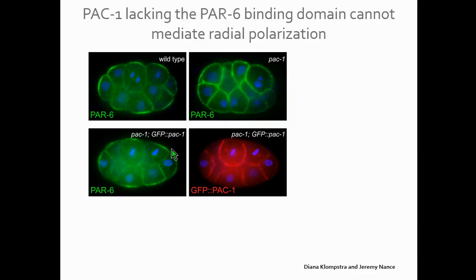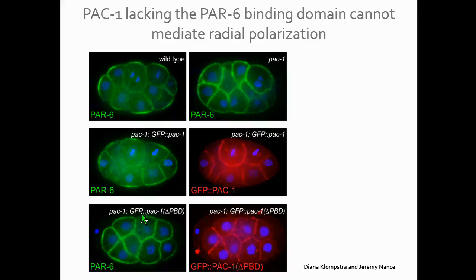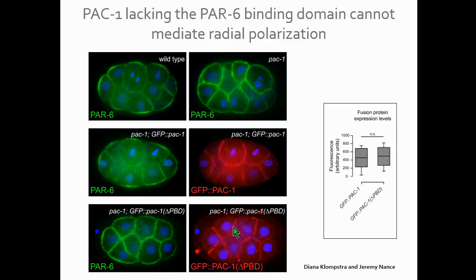Jeremy's group had already shown previously that expressing a GFP-tagged PAC1 in this mutant background can restore radial polarization of par6. And here you see localization of this GFP fusion protein. But when you express GFP-tagged PAC1 lacking the par6 binding domain, this construct can no longer mediate radial polarization of par6. Here you see that the construct is still localized to the right location, to the sites of cell-cell contact. We also quantified expression levels, so this is not due to differences in expression levels.